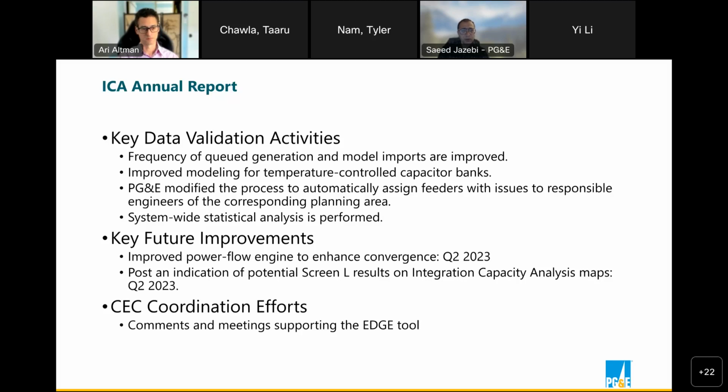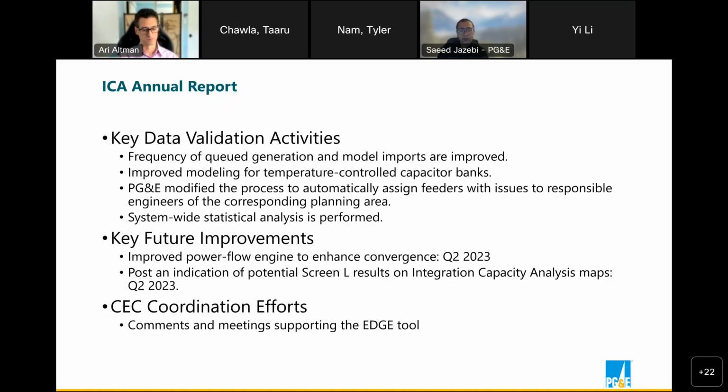2022. So now we import our queued generation database on a daily basis and our SIME models on a weekly basis instead of a monthly cadence. We believe that this will help PG&E to keep the results up to date. The temperature control capacitor banks are now modeled based on historical temperature data of the corresponding distribution planning area.